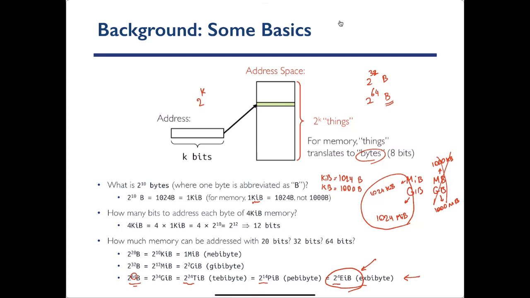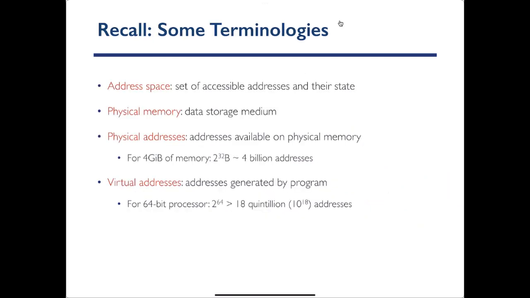So this is basically your virtual memory, and your physical memory is always, you know, orders of magnitude, actually hundreds of orders of magnitude less than this. A recall from the past. So we talked about address space. So address space is basically any possible accessible addresses and what they actually hold.